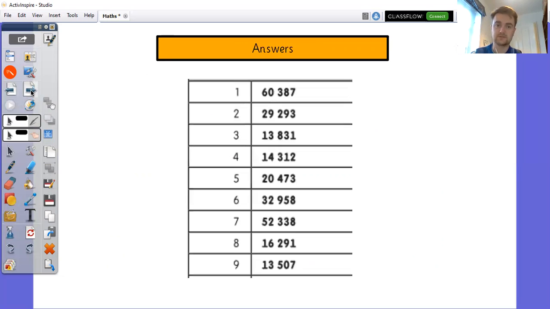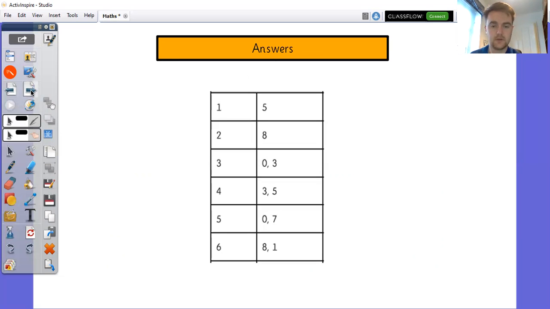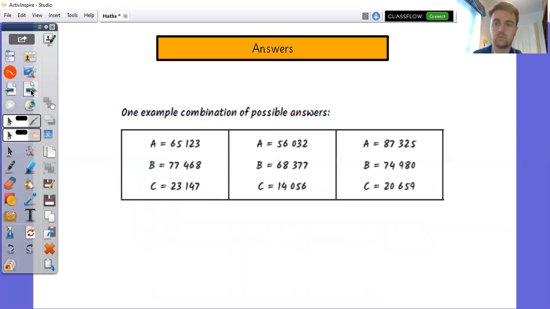So let me go through the answers with you. Here are your answers for the arithmetic questions. Here are your answers for the missing value questions. And here is one possible set of answers for your challenge at the end.